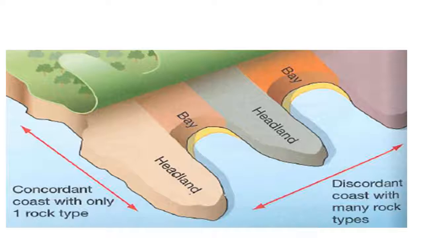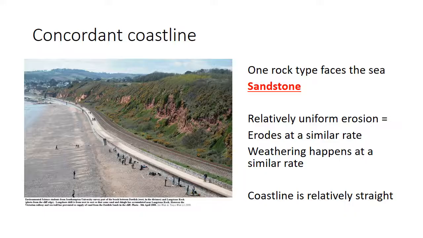Now in your study of GCSE, you have examples of both of these. You have a concordant coastline, which, just to remind you, is only one rock type facing the sea, and that would be sandstone, and this occurs at Dawlish Warren on the South Devon coastline. The South Devon coastline to the west of Dawlish Warren or Langston Rock is all just sandstone, so it's only one type of rock facing the sea.